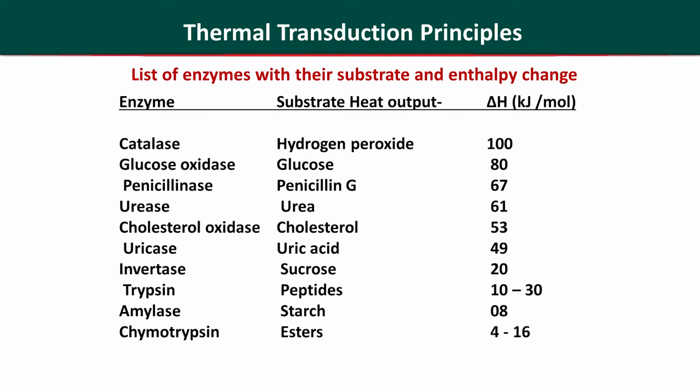Trypsin, that is a protein enzyme, acts on peptides and can produce 10 to 30 kilojoules of energy. Similarly, amylase acts on starch and produces small fragments and glucose units. It produces 8 kilojoules, while chymotrypsin acts on esters and produces 4 to 16 kilojoules.